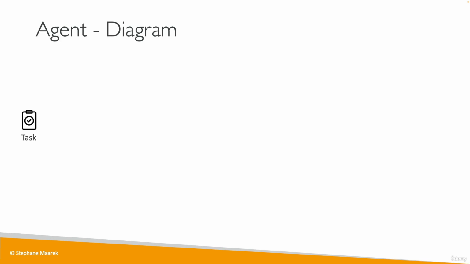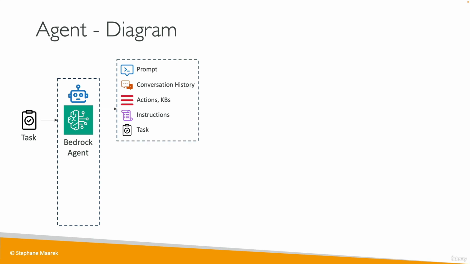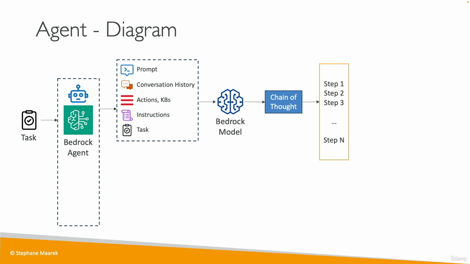So how does that work behind the scenes? Say we have a task and we give this task to a Bedrock agent. Now the agent is going to look at the prompt, at all the conversation history, at all the actions available, as well as the knowledge bases, the instructions, and the task. It's going to take all this information together and send it to a generative AI model backed by Amazon Bedrock and say, please tell me how you would proceed to perform these actions given all this information. So it's using chain of thought. Chain of thought means that the output of the Bedrock model is going to be a list of steps. Step 1, you need to do this. Step 2, do this. Step 3, do this. And step N, the last step, do that.